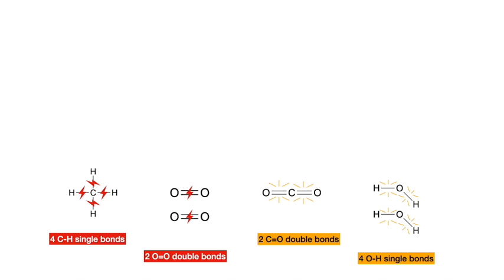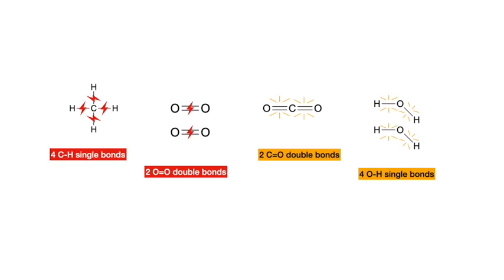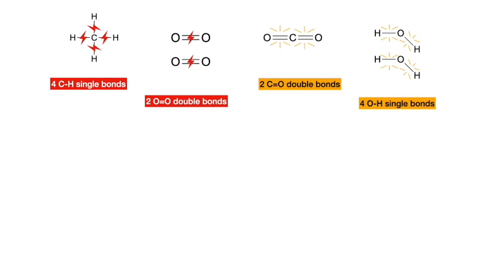We'll start with the CH single bonds. The mean bond enthalpy can be found by looking in your data book, page 10. It's 412 kilojoules per mole. We have 4 of them, so let's multiply that number by 4 to give us 1,648 kilojoules per mole. Next, the oxygen molecules. The bond enthalpy for an OO double bond is 498 kilojoules per mole. Multiply that by 2 because we have 2 oxygen molecules and we get 996 kilojoules per mole.